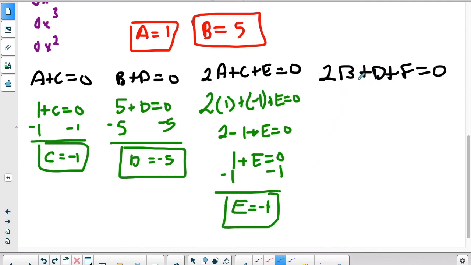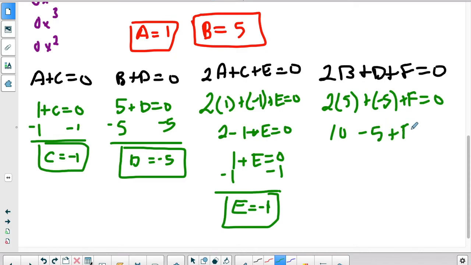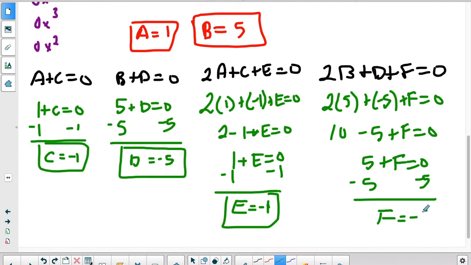So I can subtract 1 from both sides, giving me e is equal to negative 1. And last but not least, we can use this here. I know the value of b is 5. I know the value of d is negative 5. And I can solve for f. 2 times 5 is 10, minus 5 plus f equals 0. 10 minus 5 is 5, plus f is equal to 0. So we can subtract 5 from both sides. And we find out that f is equal to negative 5.